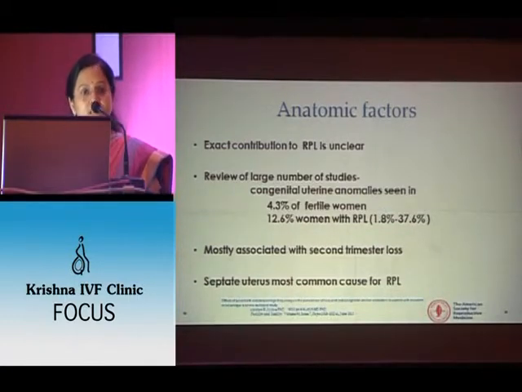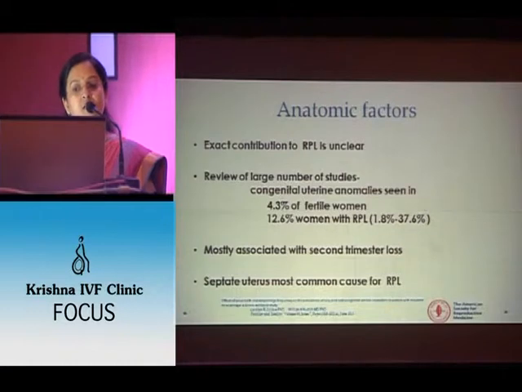Most of these pregnancy losses due to anatomical factors happen in the second trimester, except for septate uterus, wherein we see first trimester pregnancy losses more commonly. And septate uterus is the most common cause for recurrent pregnancy loss among anatomical factors.